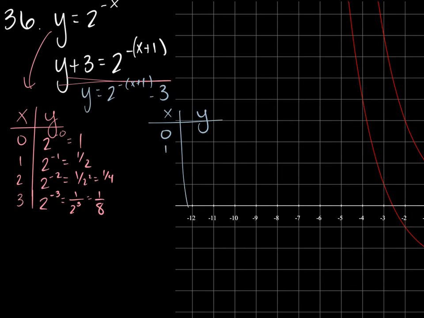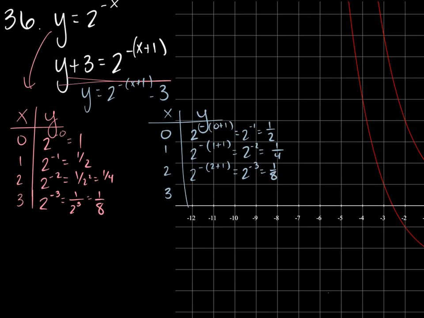So we have 0, 1, 2, 3. So this is 2 to the negative 0 plus 1. So this is 2 to the negative 1, which is 1/2. Then we've got 2 to the negative 1 plus 1, which is 2 to the negative 2. So this is 1/4. And then we've got 2 to the negative 2 plus 1 equals 2 to the negative 3, which is 1/8.